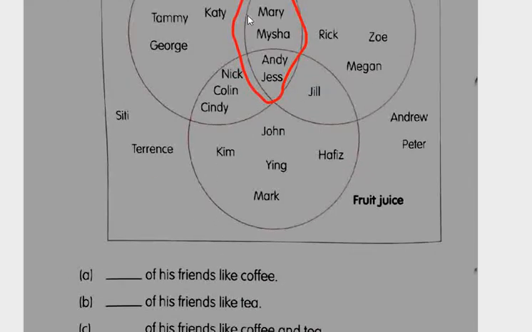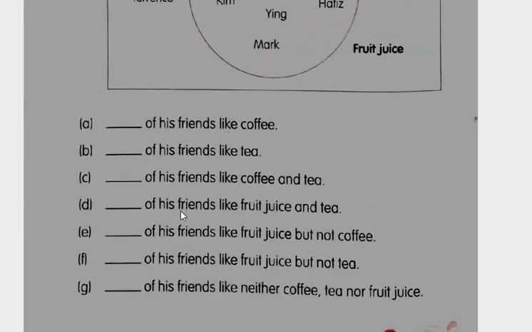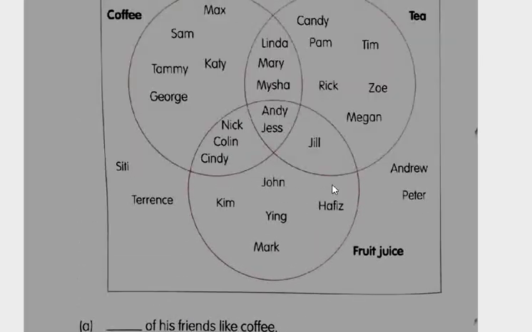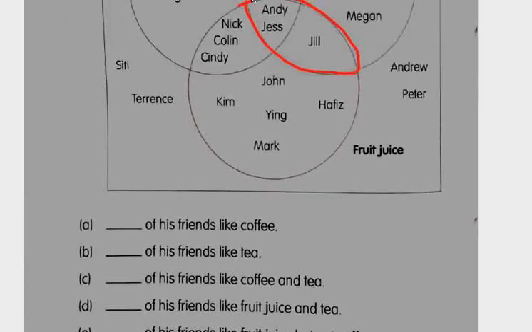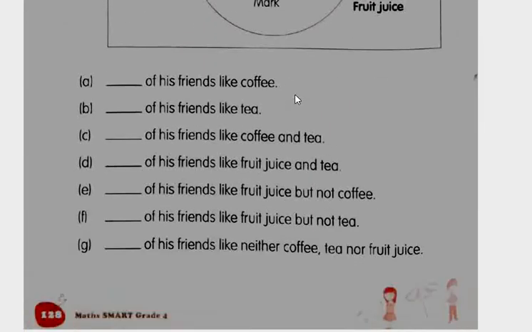Okay. Now question D. How many of his friends like fruit juice and tea? Fruit juice and tea. Look at the combined part of the second and third circle. So in this combined part, how many names are there? That will be the answer. Now juice and tea. Okay.